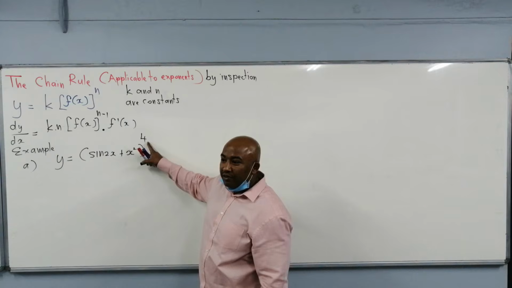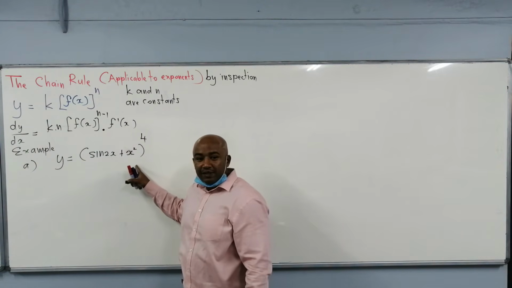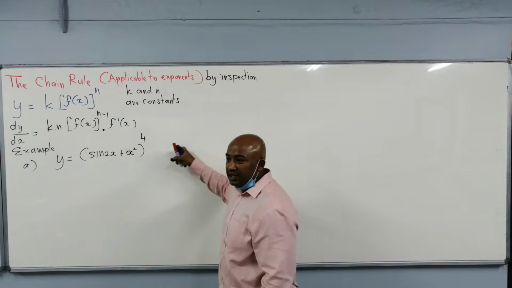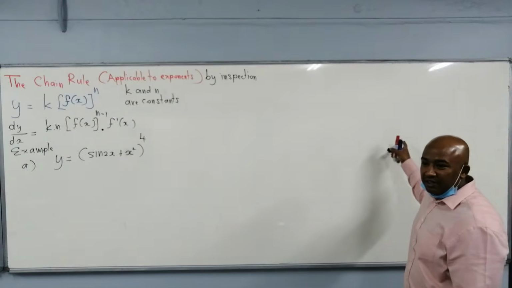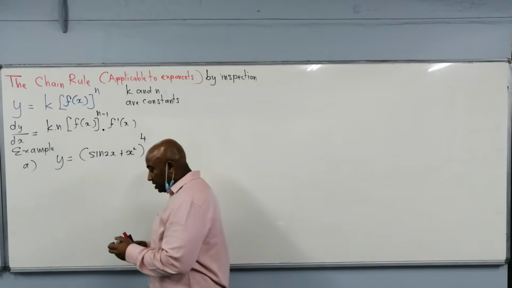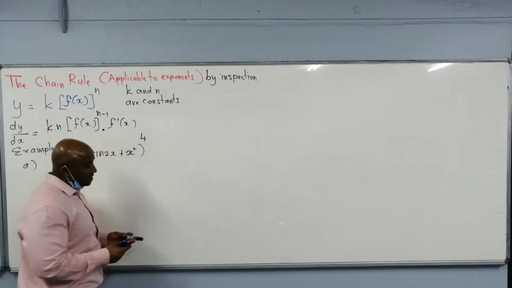But the power 4 means there are 4 multiples of this here. So you're not going to write sine 2x plus x squared four times and multiply. It's going to take too long. So therefore we use the chain rule to differentiate.